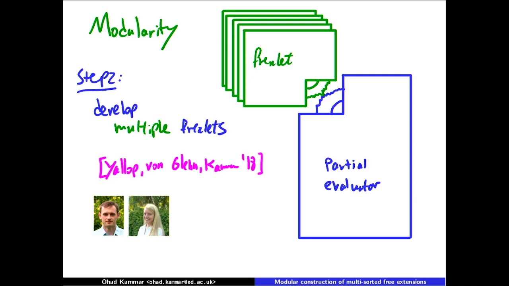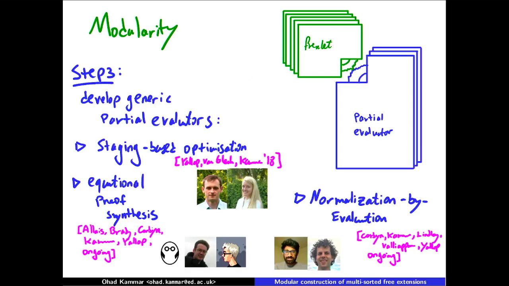This is not the modularity I'm going to talk to you about today. Step 3: do more than just one partial evaluator. So we did one for staging. We did another one for extracting equational proofs. Proof synthesis. Yeah, go on.